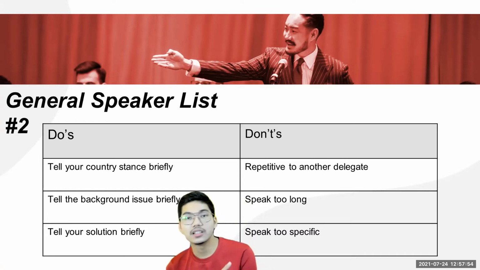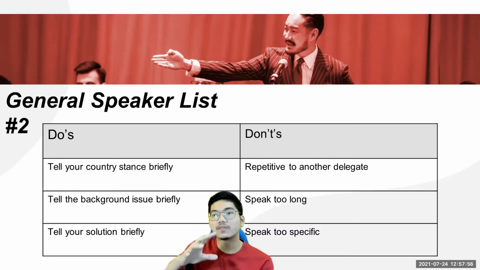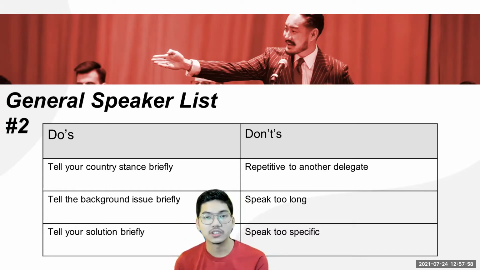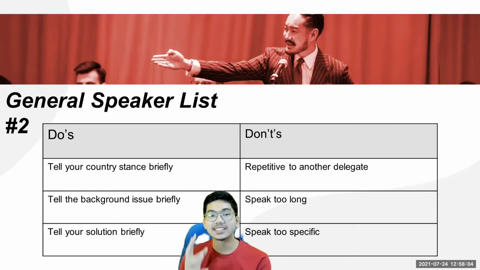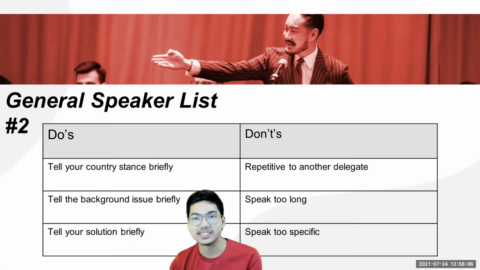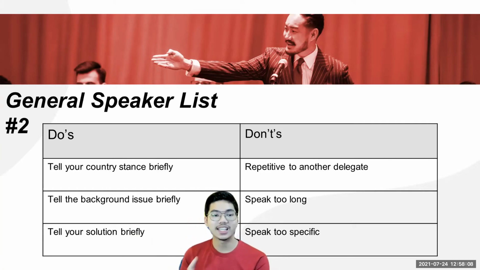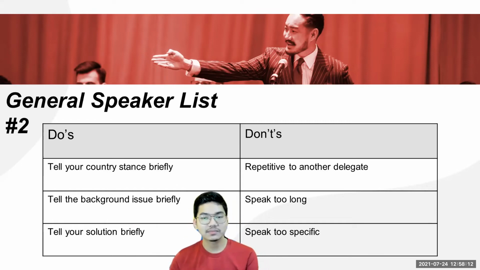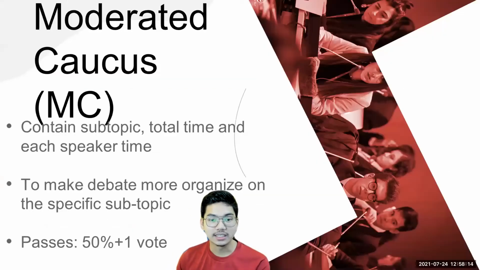You're gonna have to be yourself, right? You're gonna have to represent your country, so you cannot be repetitive to other delegates. Don't speak too long. Again, don't speak too specific. Again, as the name goes, general speakers list. It's not specific speakers list. So you're going to have to talk as general as possible. Okay. That's the general speakers list.